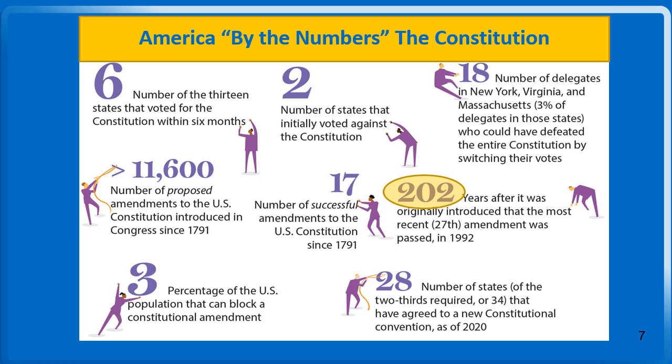202 is the number of years after it was originally introduced that the most recent, the 27th Amendment, was passed in 1992. 3 is the percentage of the United States population that can block a constitutional amendment. And 28 is the number of states of the 2/3 required, or 34, that have agreed to a new constitutional convention as of 2020.